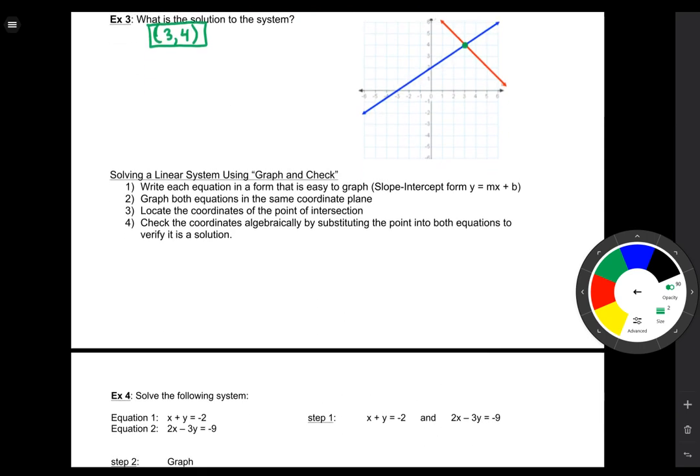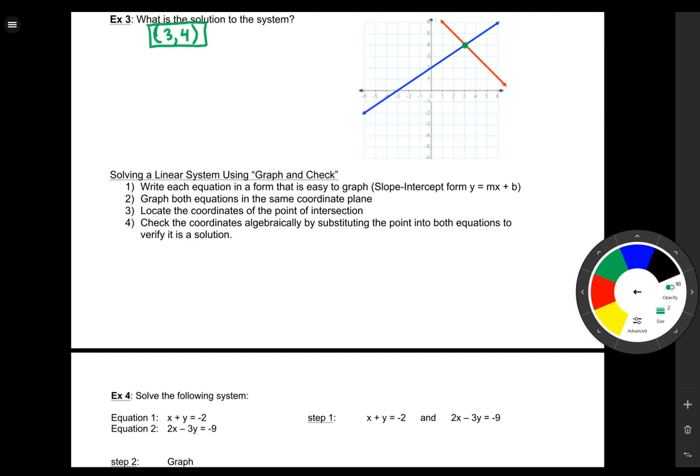Okay, now we're getting to the heart of the lesson. How do we solve a linear system using graph and check? These are the steps. Step number 1, you write each equation in a form that is easy to graph. Most students like slope-intercept form because it's easy to plot the y-intercept and use the slope to plot additional points. However, slope-intercept form is not the most convenient all the time. You might want to use standard form and then use x and y-intercepts.